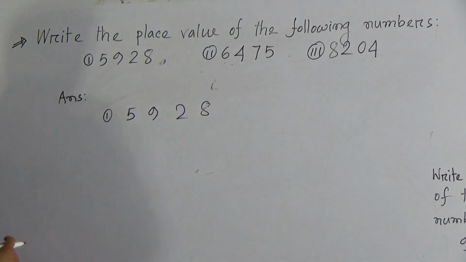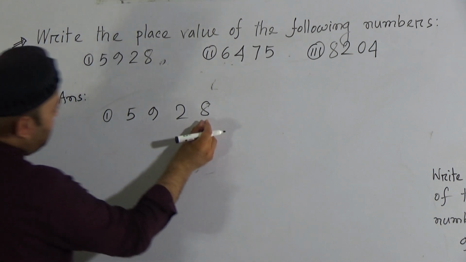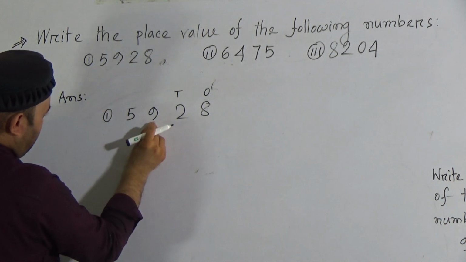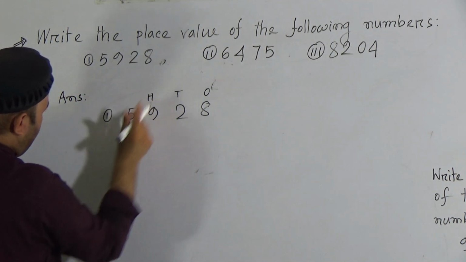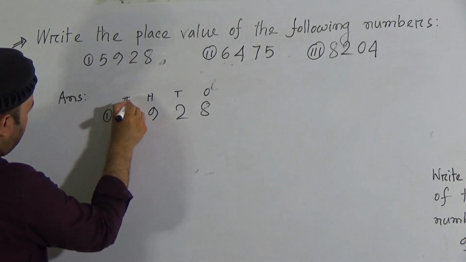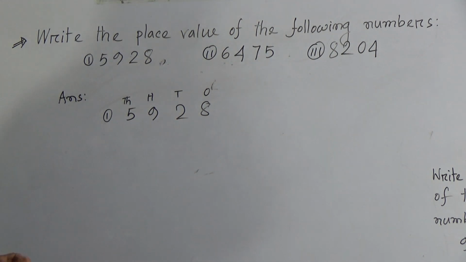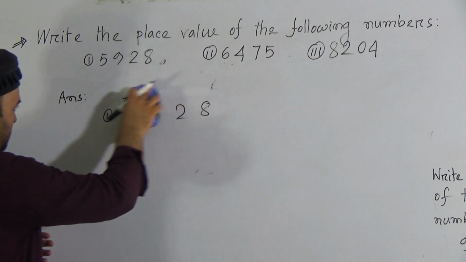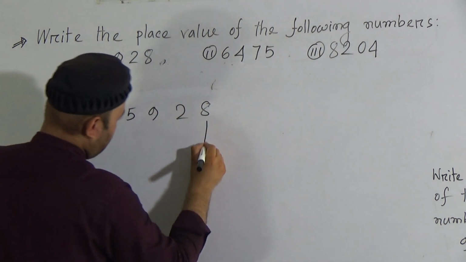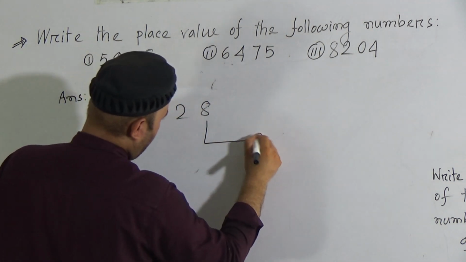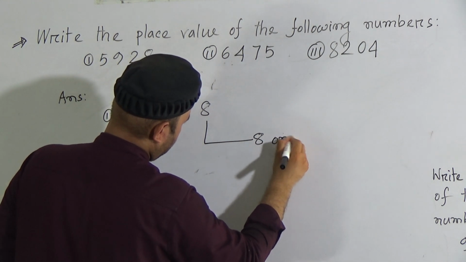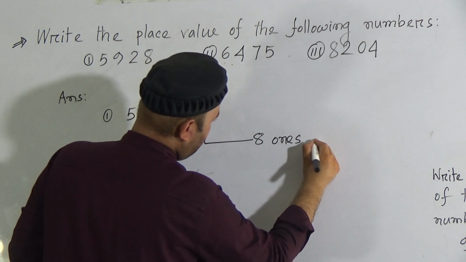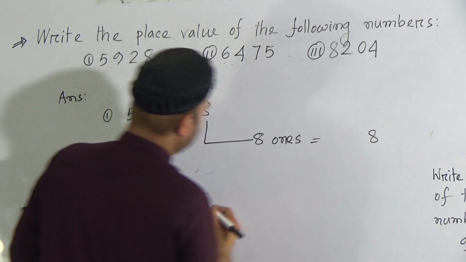5,928. My dear students, you have already known that 8 is ones place, 2 is tens place, 9 is hundred place, and 5 is thousand place. Now you have to write the place value of these numbers. 8 ones. That means 8 multiply 1 equal 8.